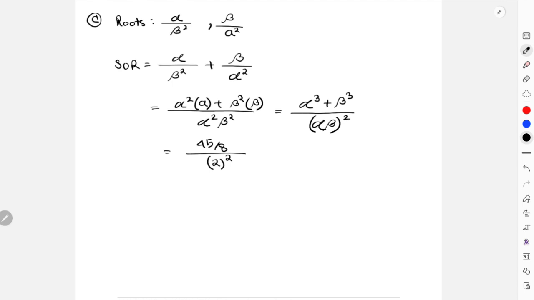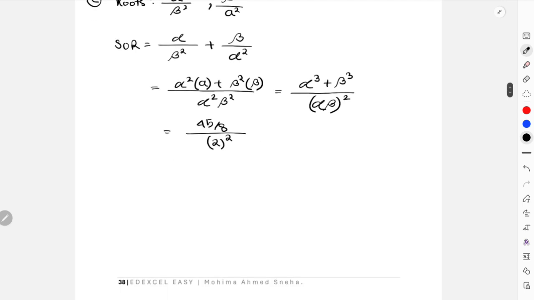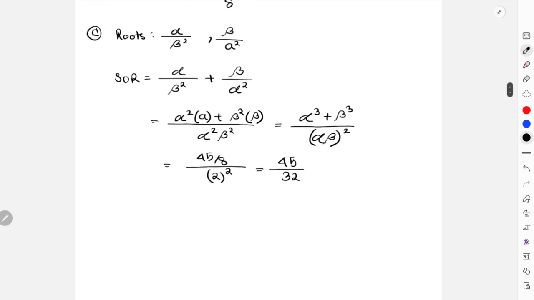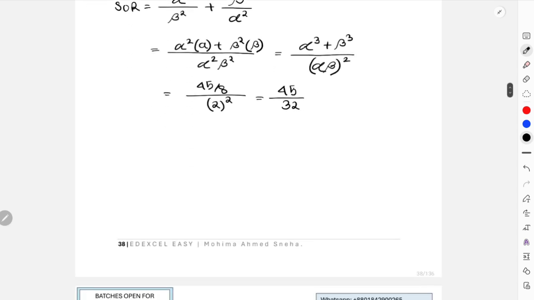Which is now going to be eventually 45 by, I think this is 32, right? 8 into 4 is 32. So this is going to be 45 over 32. That is the value for your sum of roots. And then again, product of roots.